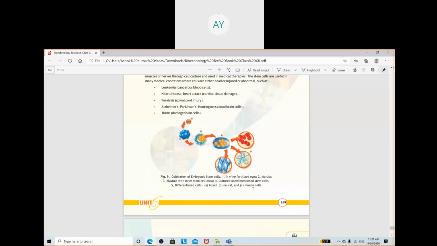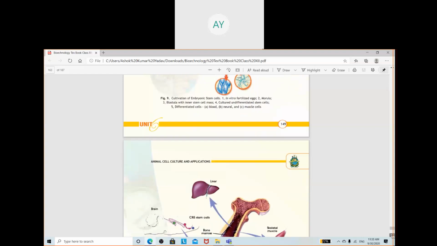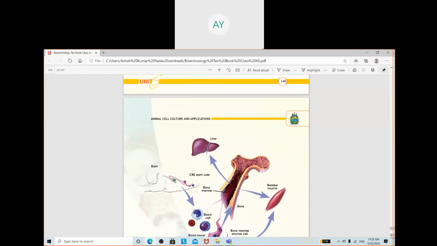Their parental cell was only one, that was the zygotic cell. From that cell there is differentiation, and out of this number of cells, one has formed the blood, one has formed the neural cell, one has formed the muscle cell, and one has formed the bone cell also. So this is differentiation, that is the mystery. This type of property is only present in the stem cell.